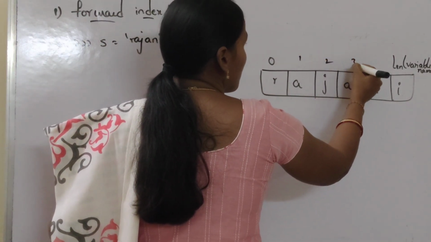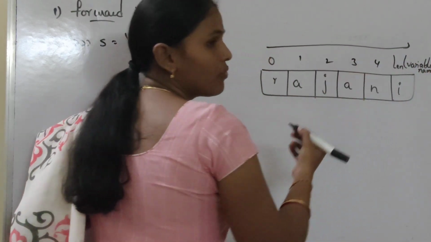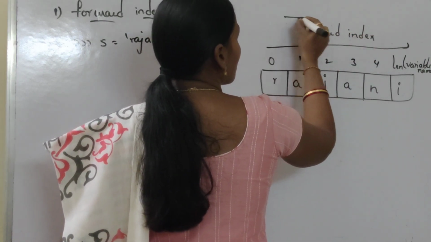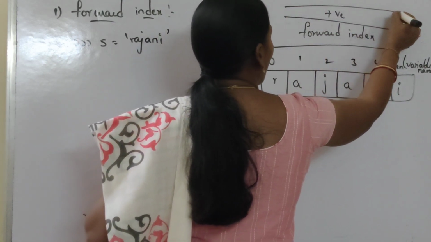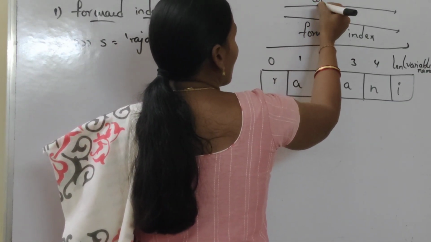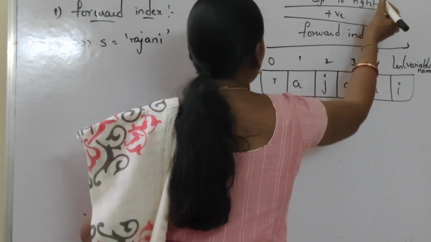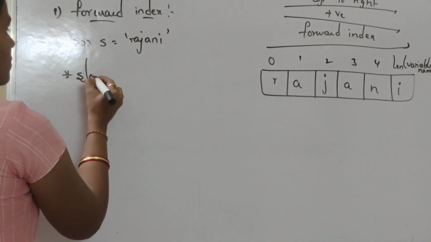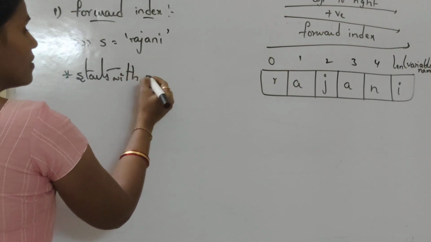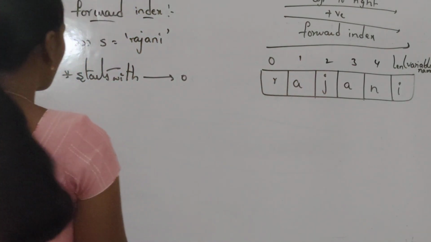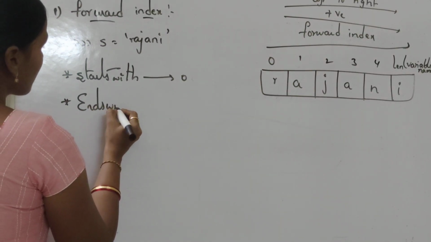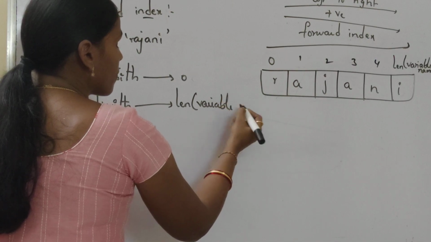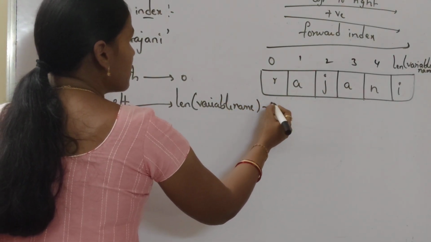Next, 1, 2, 3, 4. This is forward index. This one is forward index, and this one is positive index. And next, this one is from left to right. Forward index starts with 0, ends with length of variable name minus 1.